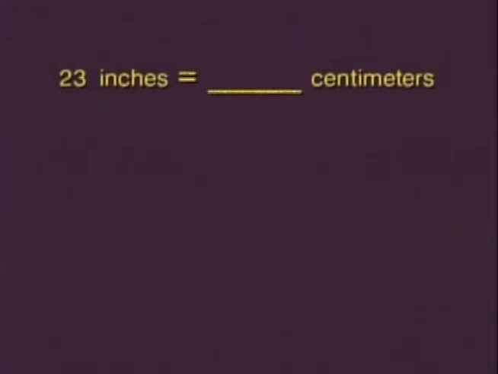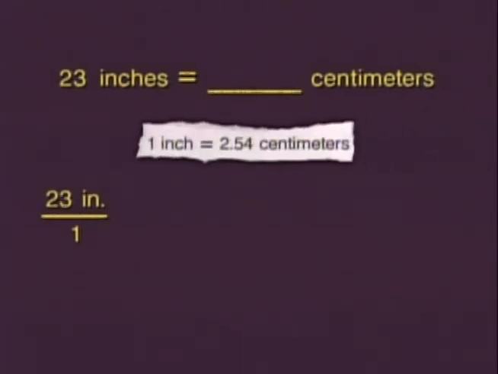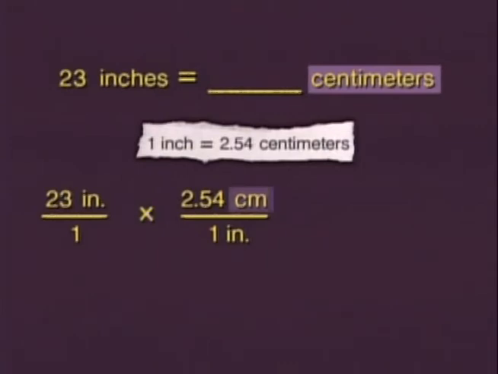Let's try converting inches to centimeters. How many centimeters are there in 23 inches? We'll start as we would with any unit cancellation. Write 23 inches as a fraction. Next, use this equivalence to write a transition factor. We want to cancel inches and have centimeters in the answer. The factor is 2.54 centimeters over 1 inch. Notice that the unit we want in our answer is the numerator of the transition factor. We can cancel inches.